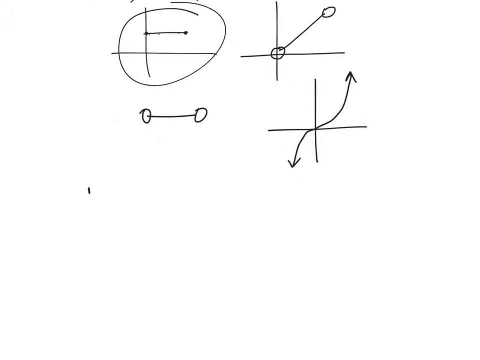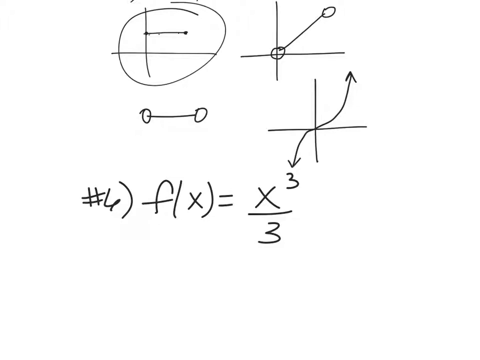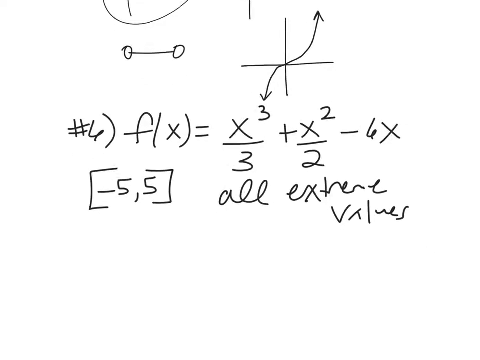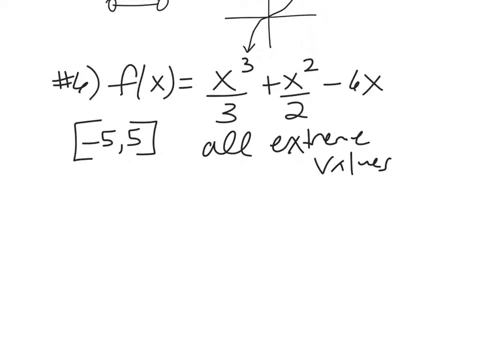Why don't you guys practice this one real quick? I'm going to give you a polynomial. F of x equals x cubed over 3 plus x squared over 2 minus 6x on the interval from -5 to 5. And I want you to find all the extreme points, extreme values, and tell me what kind they are. There's no calculator on this. I know, it's tricky, especially when you have to plug them back in.